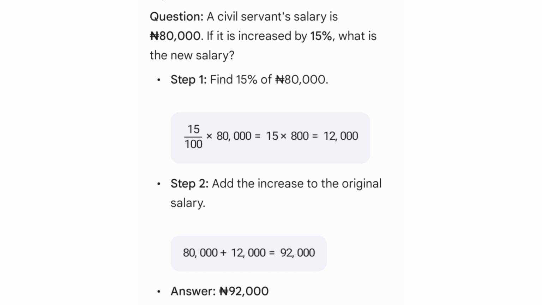So in summary, you find the 15% of 80,000, which is 15 over 100 times 80,000. Then when you multiply it, we are going to have 12,000 naira. And step 2 is for you to add that 12,000 to 80,000, and you are going to get 92,000 naira.